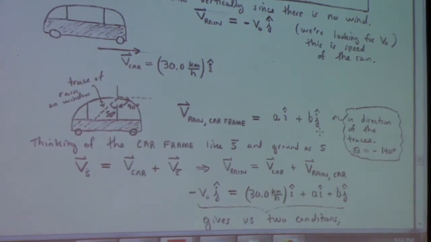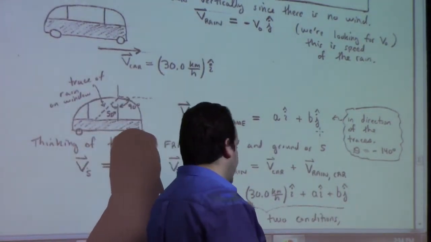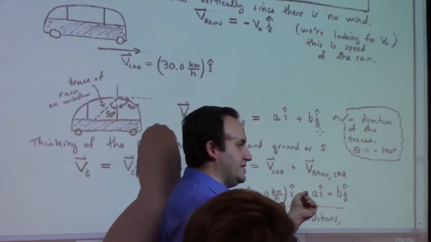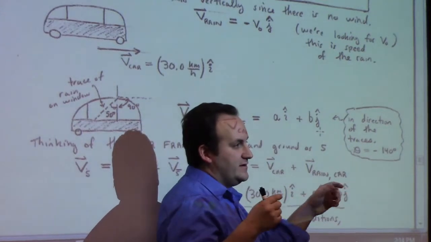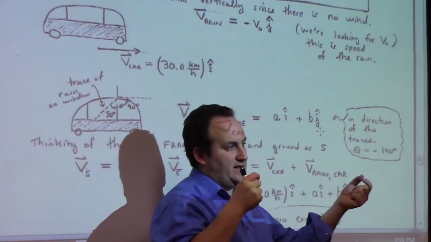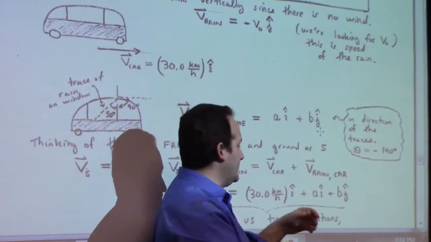Yes? Can you explain the two conditions part? The two conditions? This gives us two conditions. Right, so I have a vector equation. I have j hat and i hat, right? These are in totally different directions. So if you have a two-dimensional vector equation, you get the x component equals the x component, and you get the y component equals the y component. Those are the two conditions.